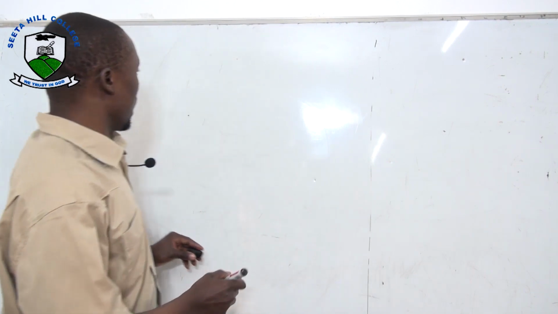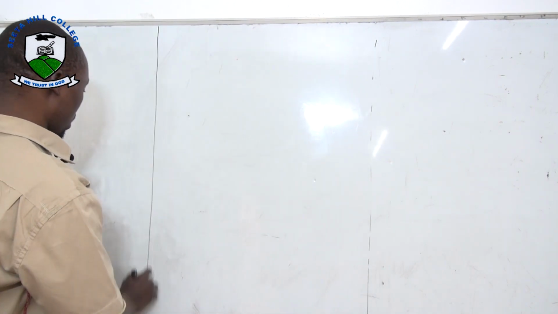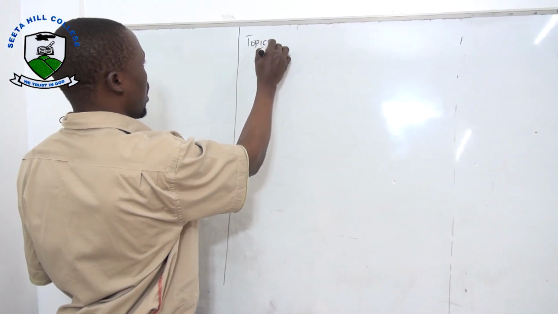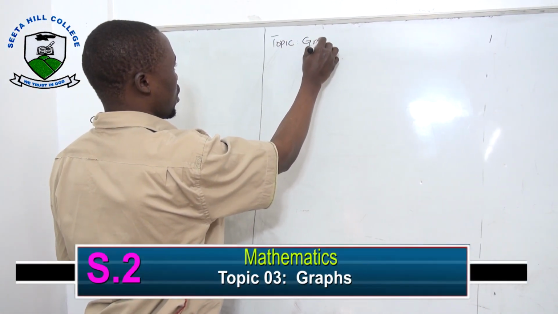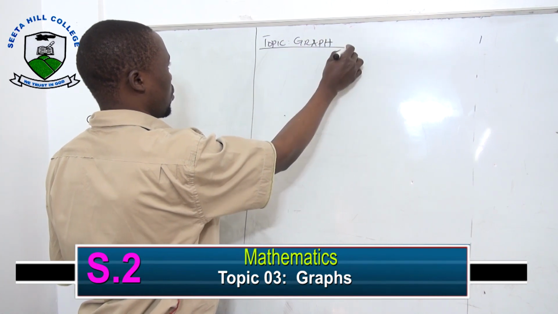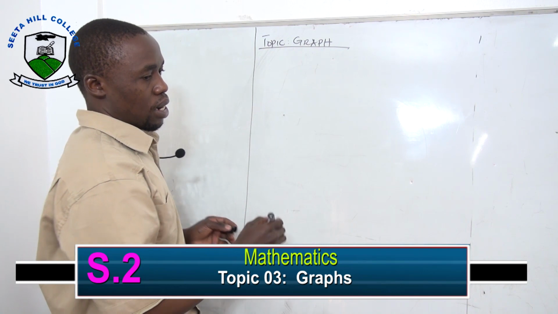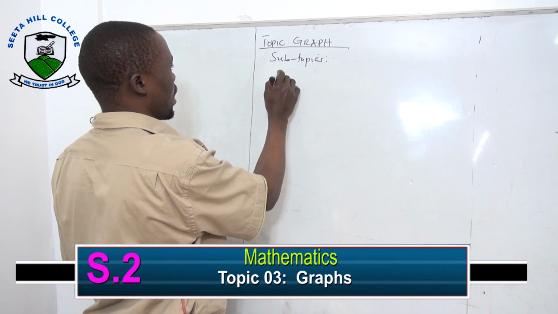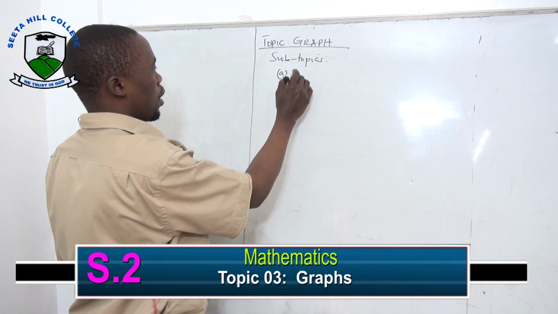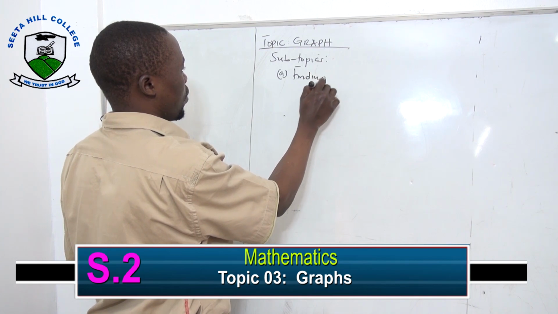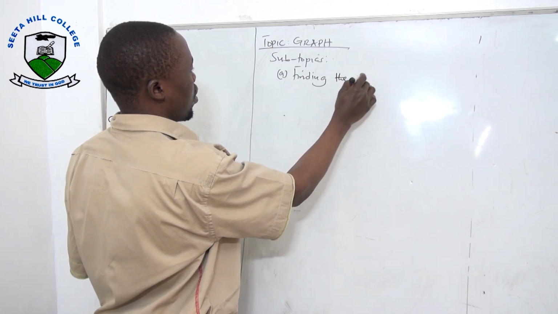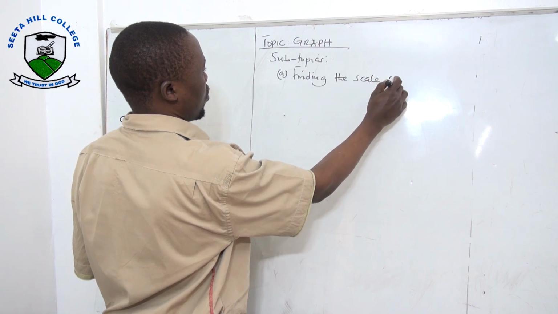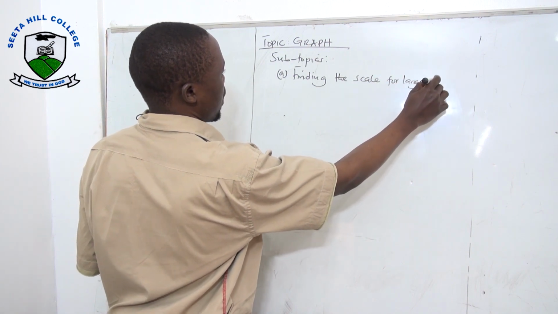Okay. Now that shows that some people are very attentive. That's good. Now let us turn to this topic 3 called graphs. Handling graphs. Now under there we shall divide it into subtopics. Finding the scale. Finding the scale for large numbers.